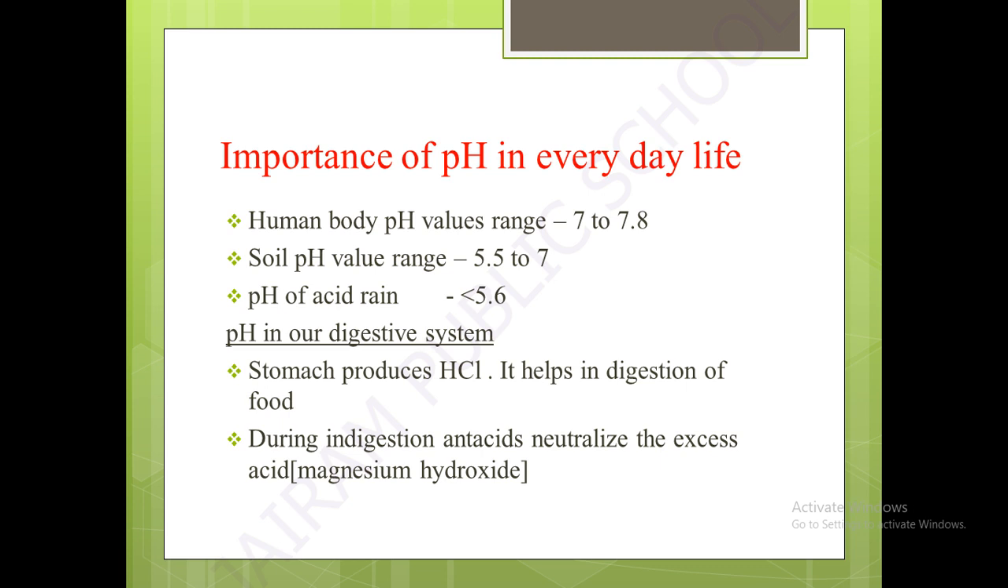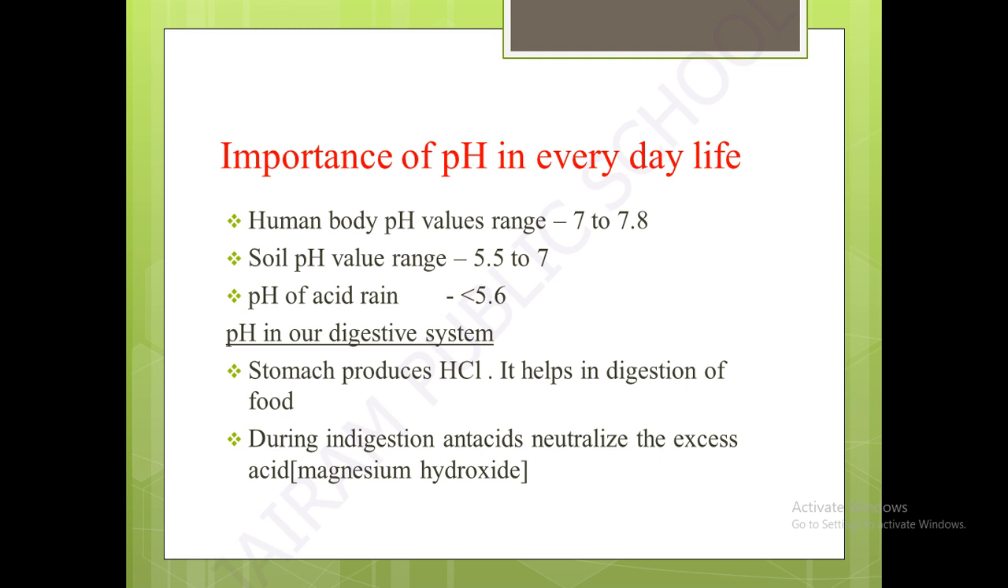And the next topic we are going to see is how pH plays a vital role in our day-to-day life. You already know that in our human body, for the digestive system, we have hydrochloric acid, which helps to digest the food we have eaten. There are so many pH values, so I have given some limited pH values.